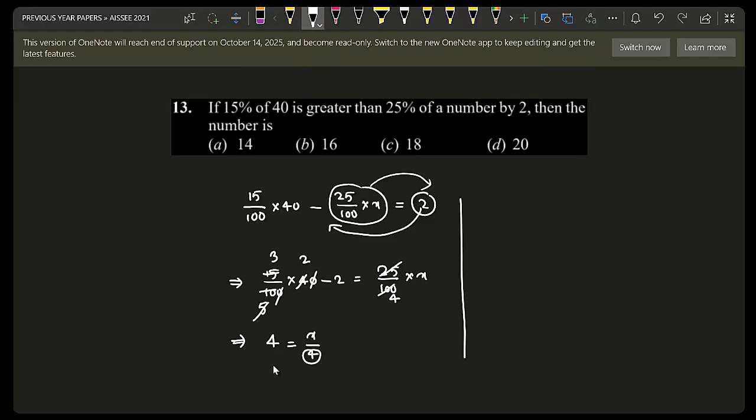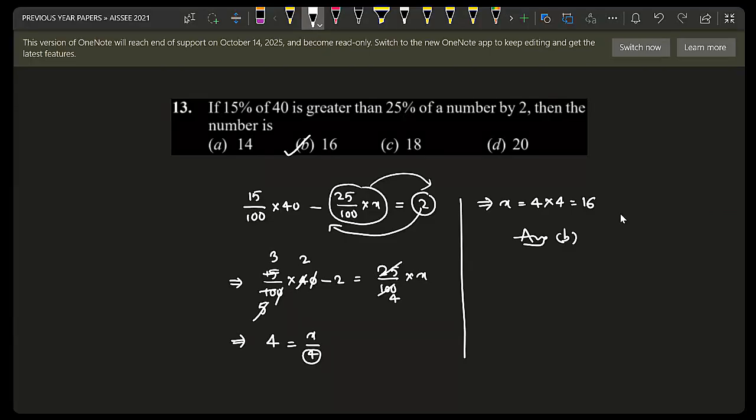4 is dividing here. If you transpose, it will multiply. So we get x is equal to 4 into 4. What is 4 into 4? 16. And the answer is B, 16. What is that number? We got 16. Very simple. Directly you write the equation and solve for x. X value is 16.